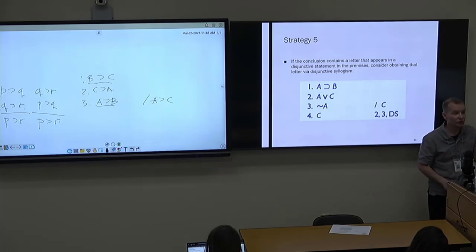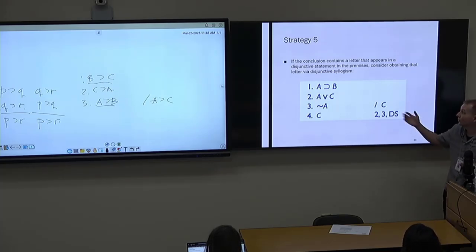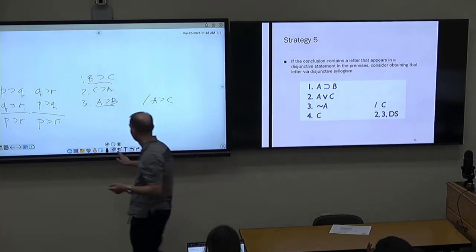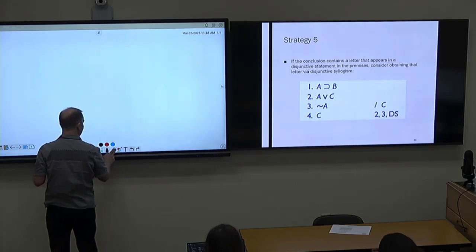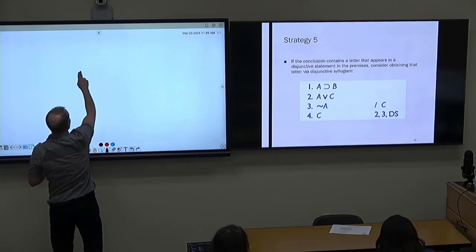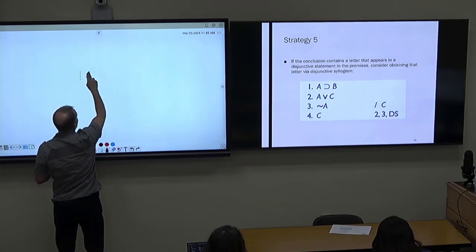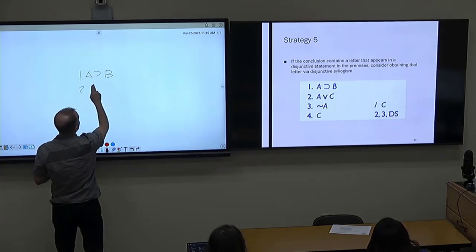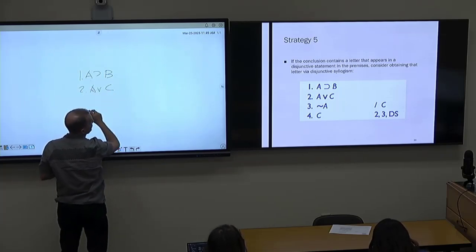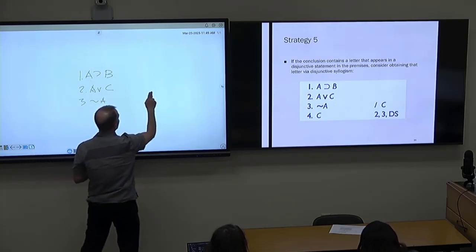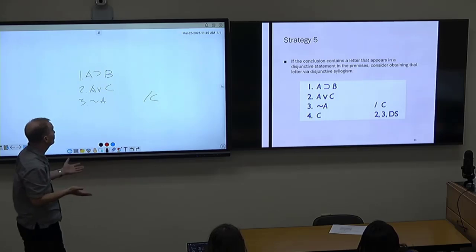Now, with disjunctive syllogism, suppose you're given something like this. So let me just do it on here so you can see. You would not be given the last line, right? You would be given something like this. If A then B, then second premise is A or C, third premise is not A, and the conclusion is C. And you need to prove it.